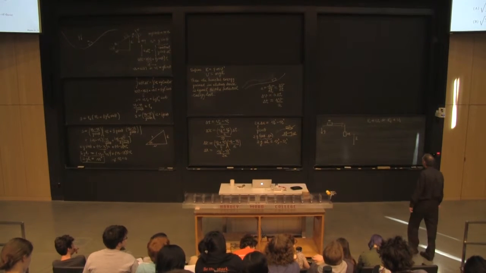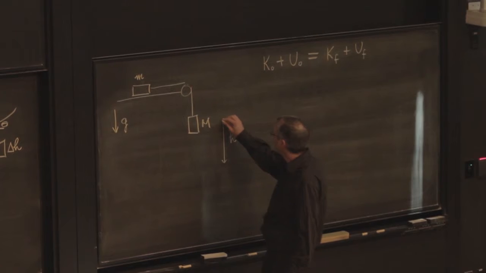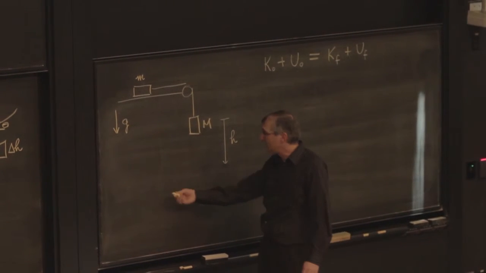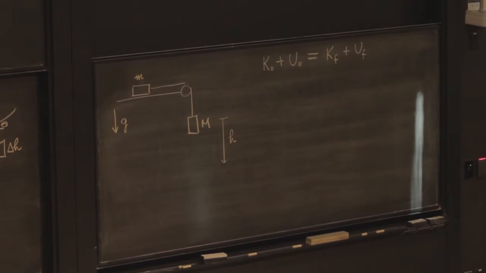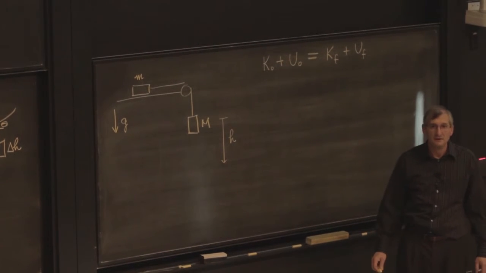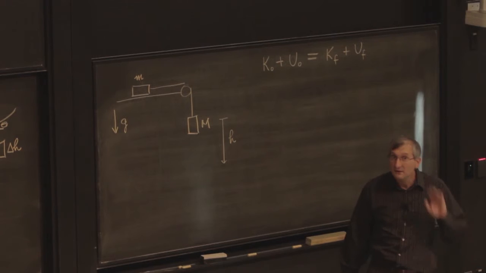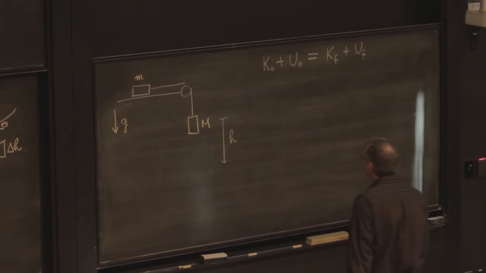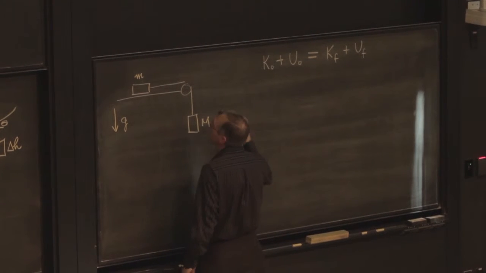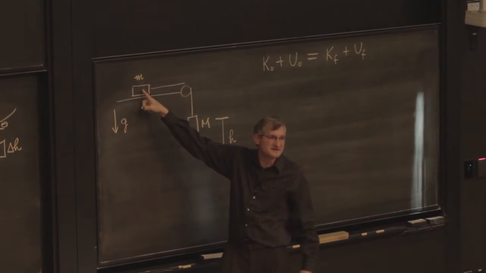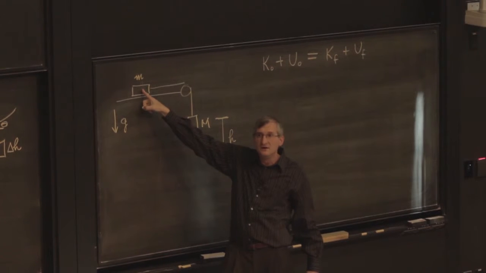Should I pick where it starts? Should I pick the floor and go up? Does it matter? It won't matter. What would you prefer? The first. Suppose that I pick here as my zero of potential energy. Do I have to worry about the potential energy of this guy? Why not? Yeah, it won't change.